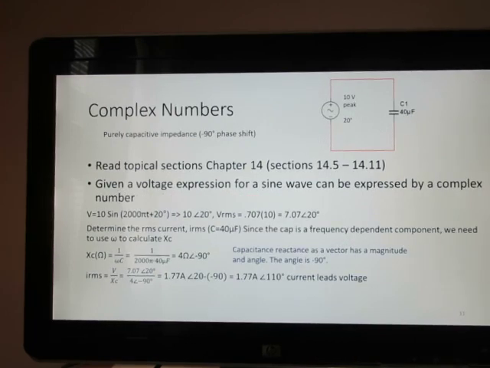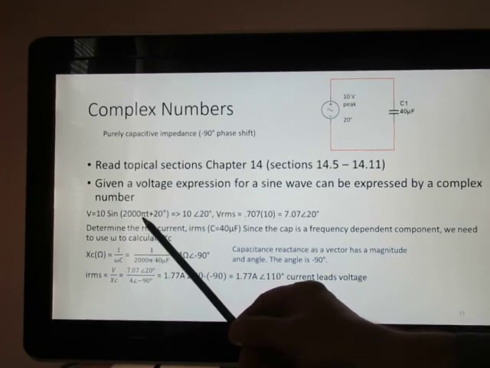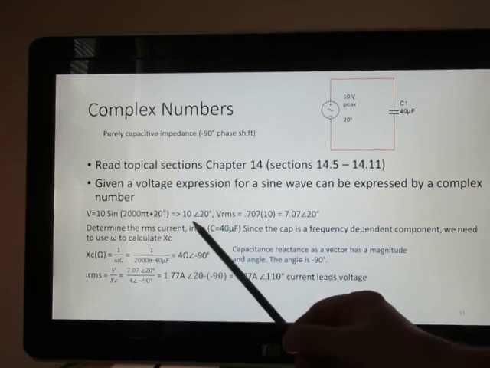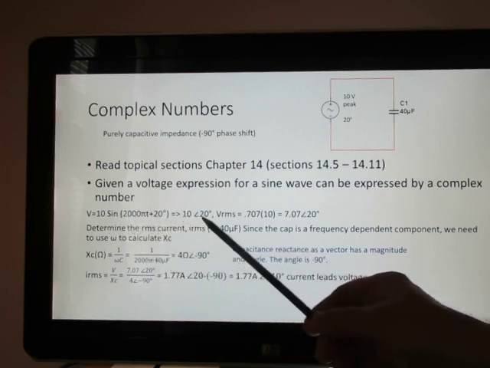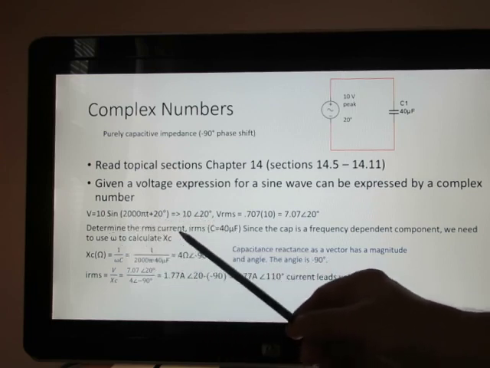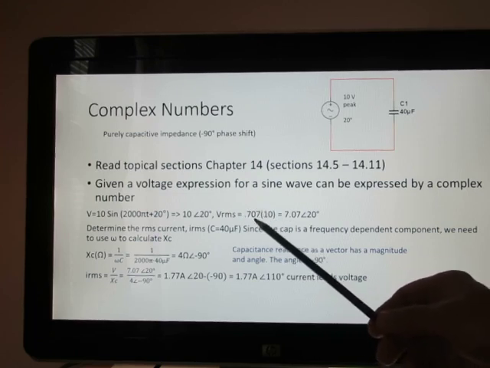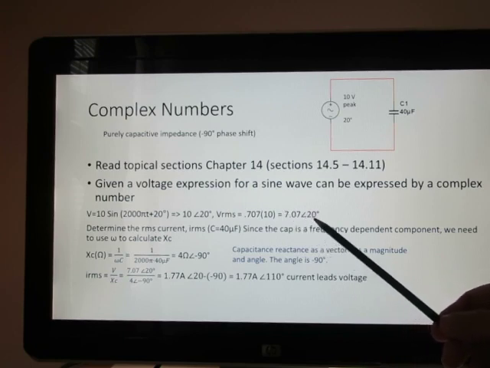Let's do another example. I'm given a voltage here of 10 sine 2000 pi, which is my angular velocity, plus 20 degrees. My vector here is the peak value of 10 at 20. If I want to calculate the RMS current, I'll convert this to RMS first of all. 1 over the square root of 2 is 0.707 times 10. So I get 7.07 at 20 degrees as my vector.